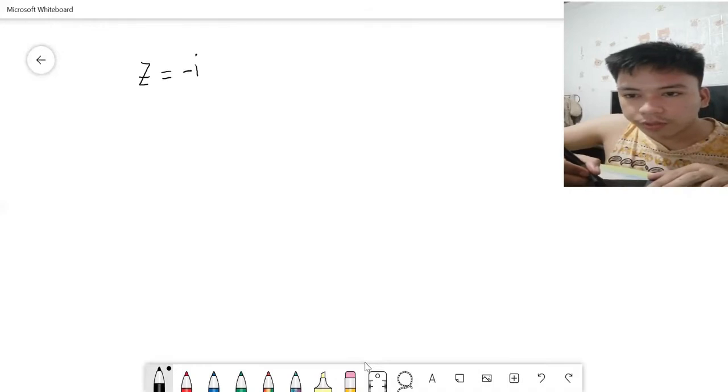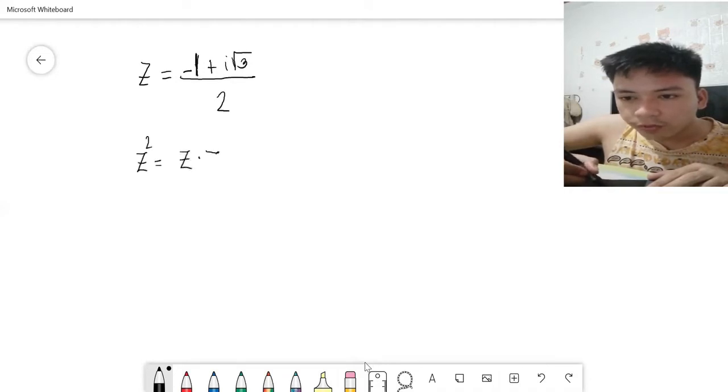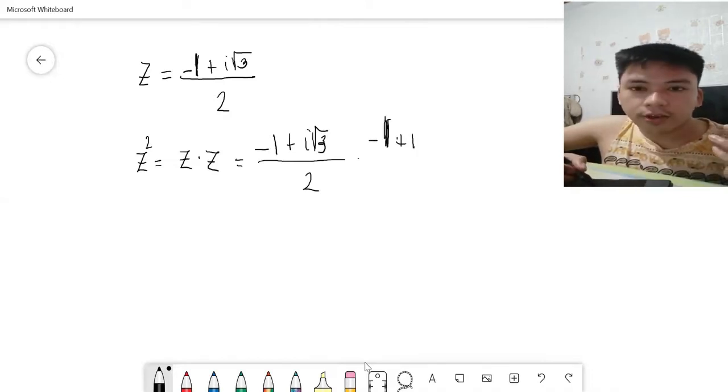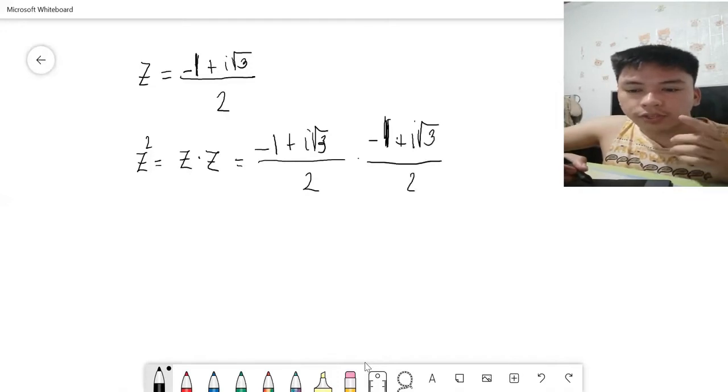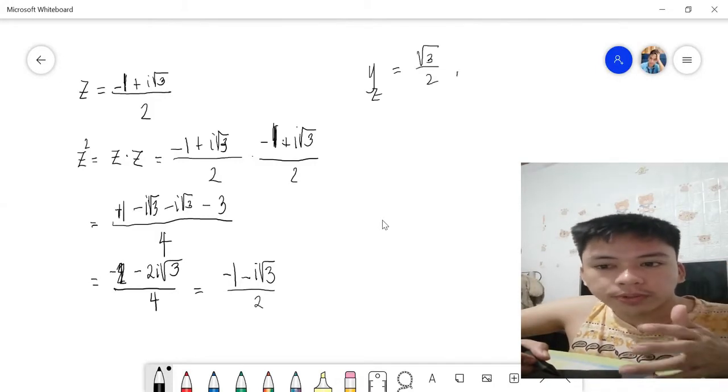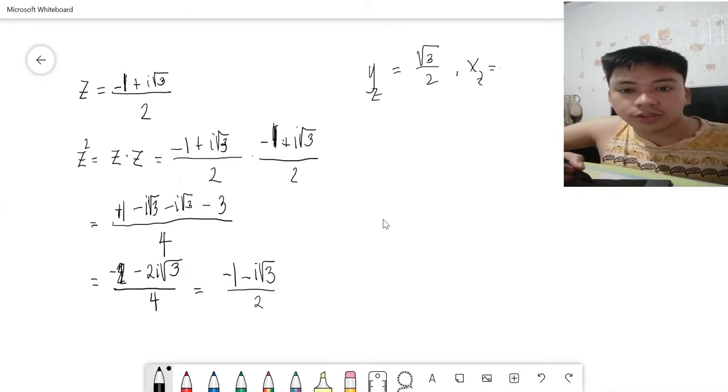Okay, so let's consider this way. Suppose we have z equals negative 1 plus i square root of 3 all over 2. So to solve for z squared, we would have negative 1 plus i square root of 3 all over 2, squared. So if you do the manipulation, you can have negative 1 minus i square root of 3 over 2. Okay, you just have to multiply negative 1 plus i square root of 3 all over 2 by itself, and you would get this, pretty sure.